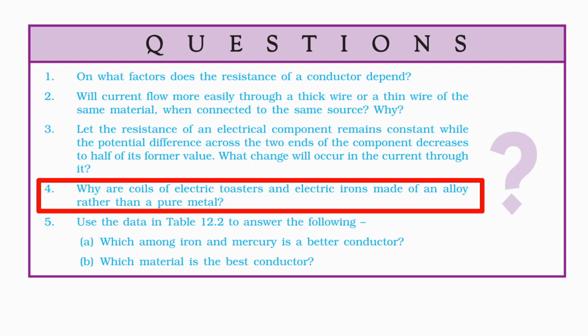Question number 4 is, why are the coils of electric toasters and electric irons made up of an alloy rather than a pure metal? This is a very important question, it has practical implications. See, what do we want in an electric coil and electric wire? When we want to generate more heat, we take material which has more resistance. The more resistance, the more heat will be generated. And when we want less heat to be generated, we take wires made up of material with less resistance.